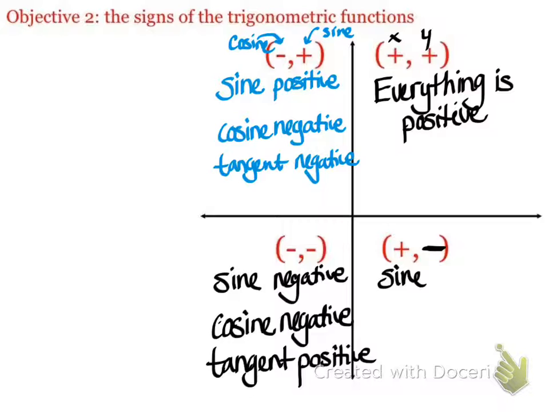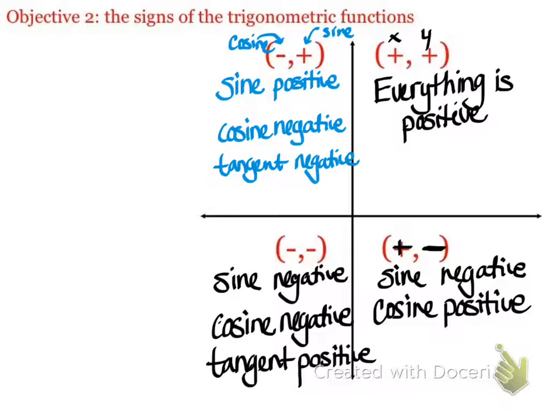In the next quadrant, quadrant 4, sine will be negative because y is negative. Cosine will be positive because x is positive. Tangent will be the ratio between sine and cosine, negative and positive, so it's going to be negative. And again, I could draw that little line and see that the slope is negative.